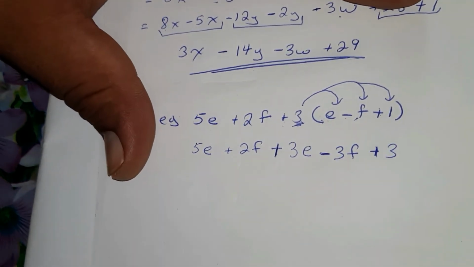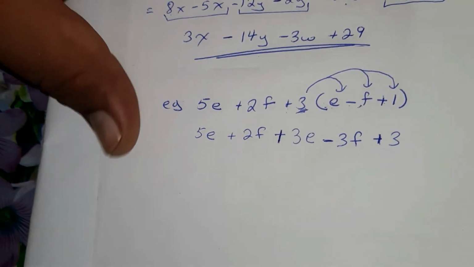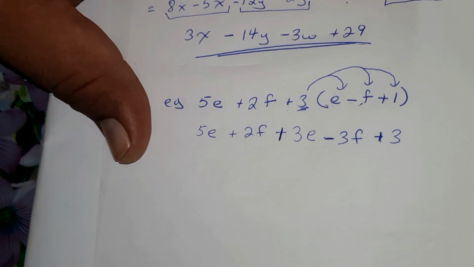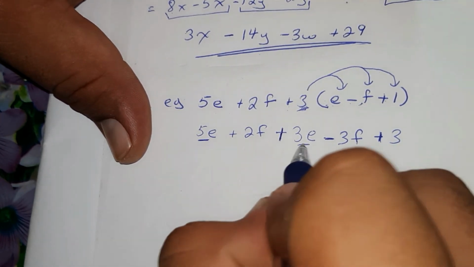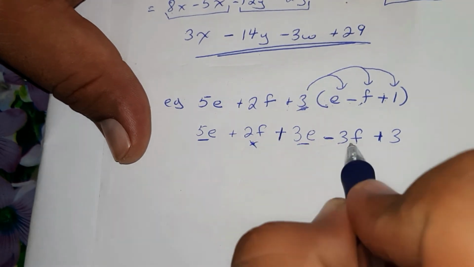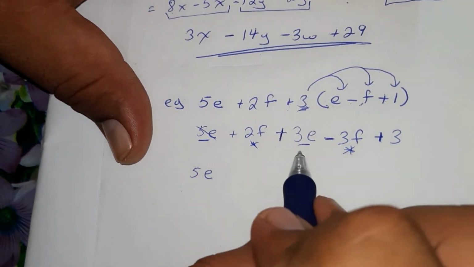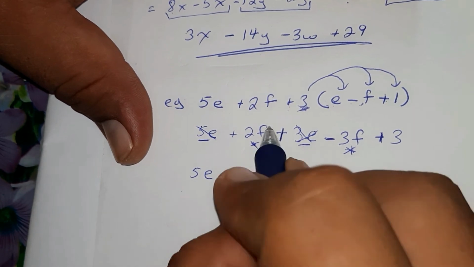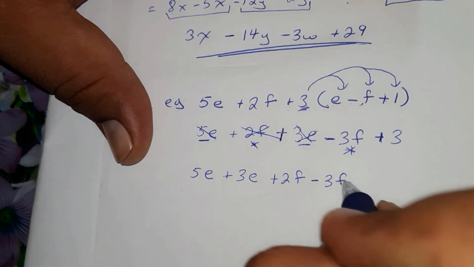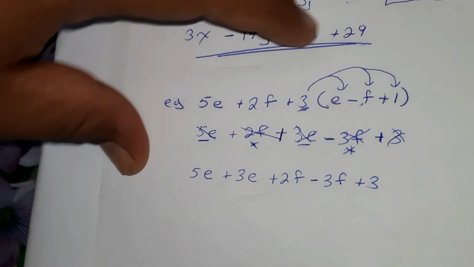So you see what we have? We have gotten rid of the bracket by taking the number closest to it, which is the 3, and distributing that inside of the bracket. Right? So what do we do next? The next step is that we need to gather them and solve them if possible, and or simplify them if possible. For example, this 5E can work out with the 3E. This 2F can work out with the 3F, and then the 3 remains by itself. So let me gather it. Bring down the 5E, bring down the positive 3E, bring down the positive 2F, and then bring down the negative 3F, and then lastly bring down the 3. Right? So that is what we have.